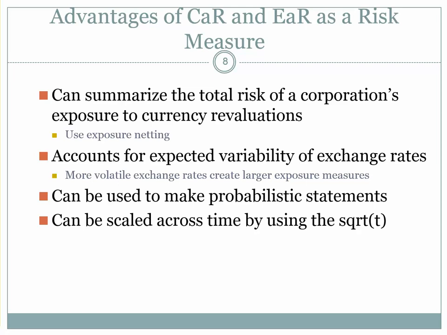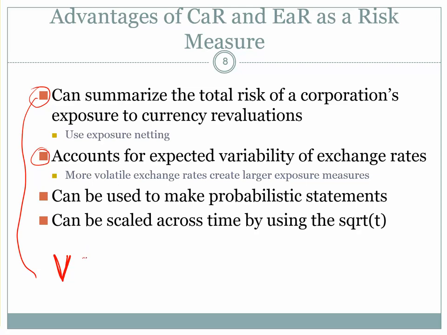There are a lot of reasons why corporations love at-risk numbers, either CAR, EAR, or even VAR, which we might do later. And that is, you can summarize an entire position, say thousands of accounts, with one number. Our net position is €100 long. Also, we like the fact that the at-risk numbers account for the variability of the exchange rates. All right, so the first advantage is you can summarize your entire company's position in a currency by just getting the net position.